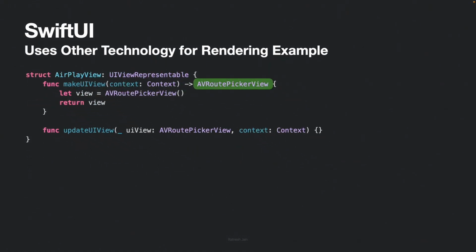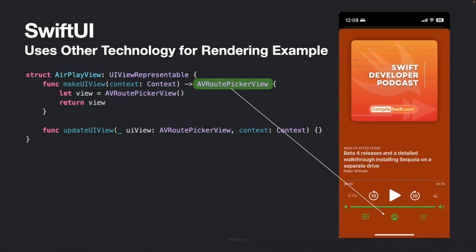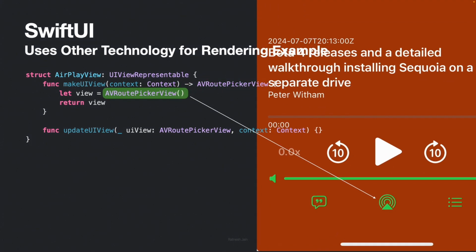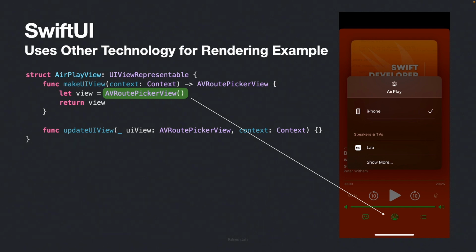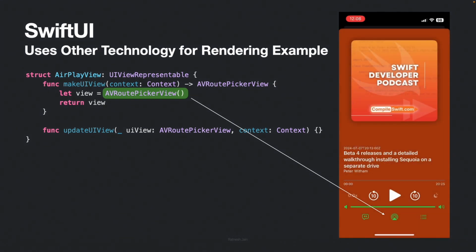Here is an example of that, because this is an audio route picker. When we tap it, it will show the audio routes, where to play the audio: on device, on a Bluetooth device, or on Apple TV, etc. This is how we can conform to UIViewRepresentable, and we can return the AVRoutePickerView. AVRoutePickerView is from the AVKit framework, and this is how it will look. When we click on it, it will show this kind of AirPlay picker. So this is using UIKit behind the scenes.